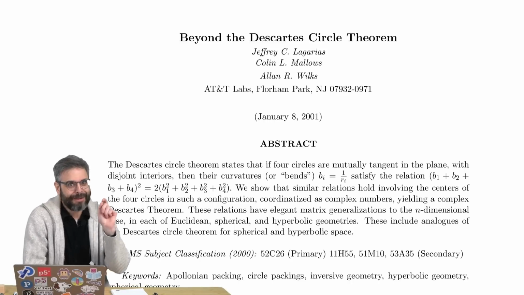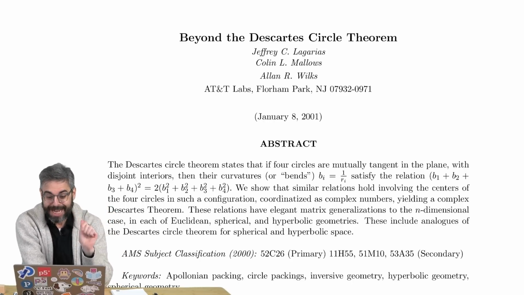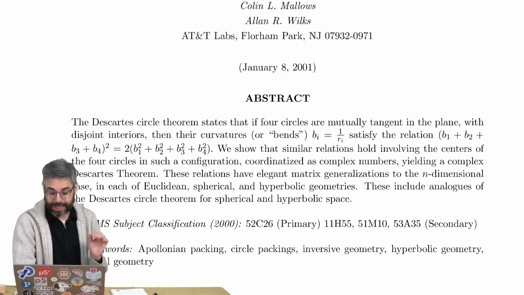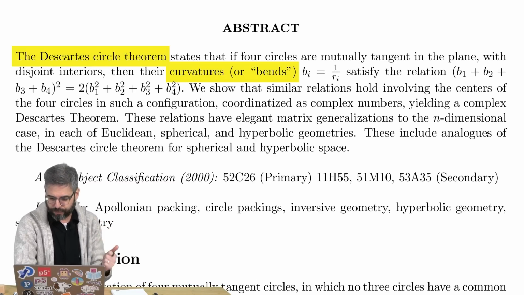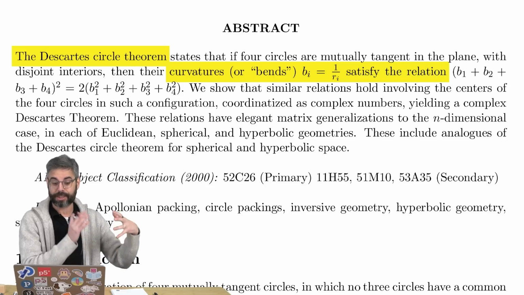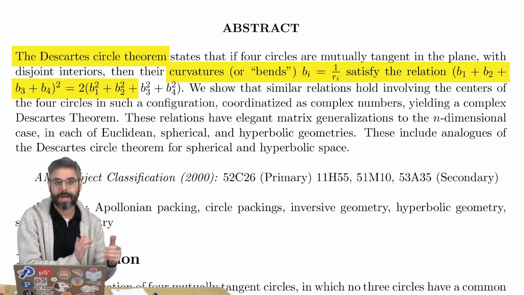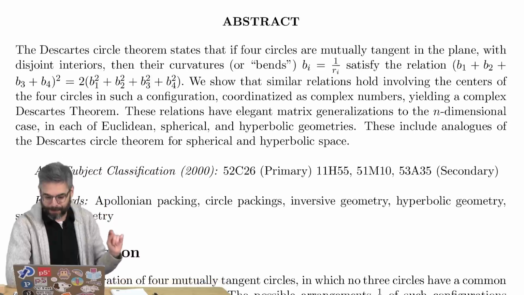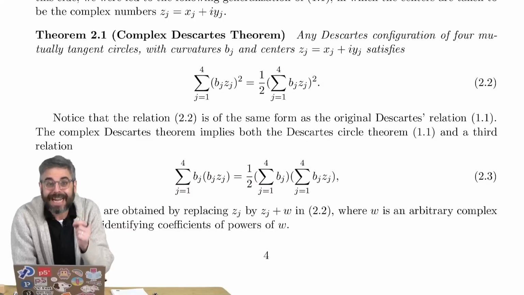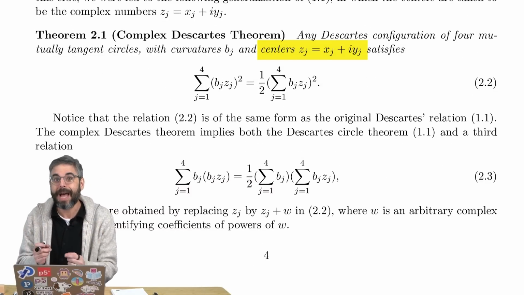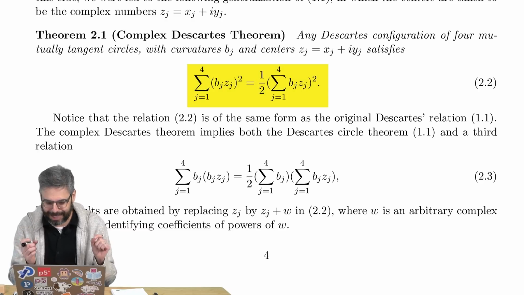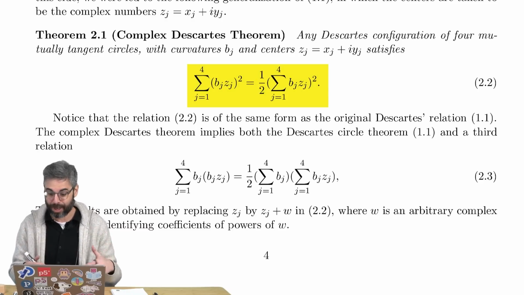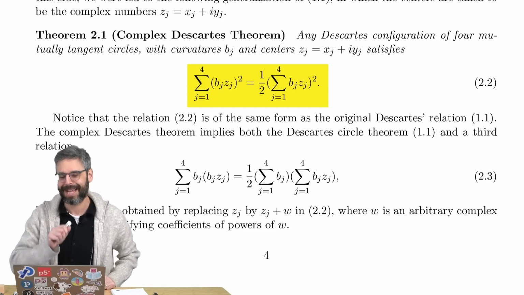The solution to finding the centers of those circles is in this paper, Beyond the Descartes Circles Theorem. Right here at the beginning, you can see how the authors are referencing the Descartes theorem. The bends, the curvatures, satisfy the relationship where the sum squared equals 2 times the sum of the squares. In this paper, they show if you take the centers of those circles, express them as complex numbers, they also have the same relationship, essentially yielding what could be called the complex Descartes theorem.